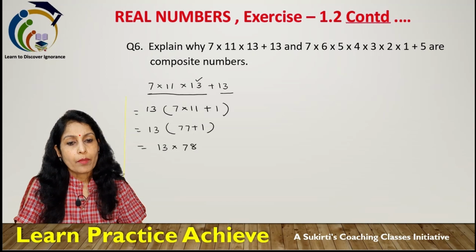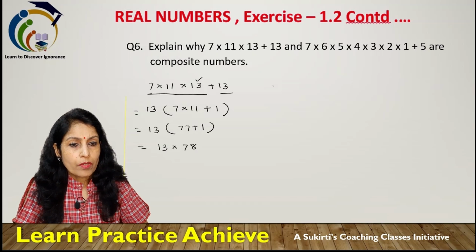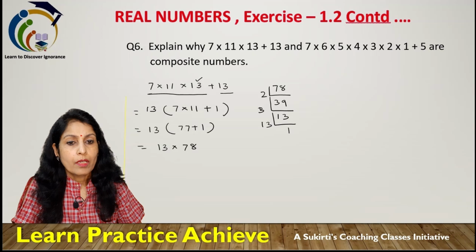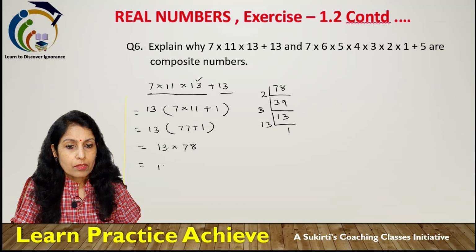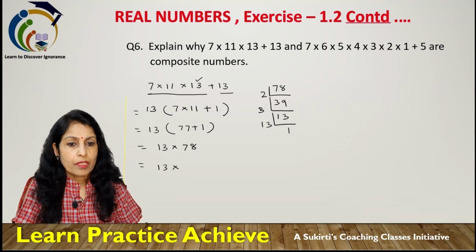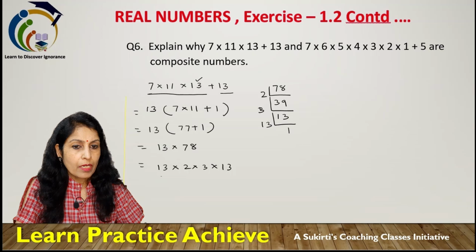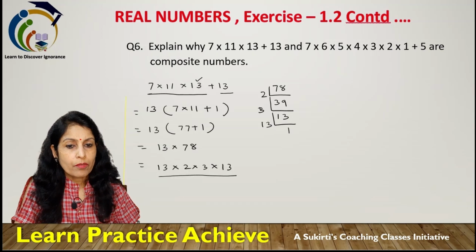Now we will find out the prime factorization of 78. When we find the prime factorization, divide by 2, 2 3s are 6, 2 9s are 18. Again it will go by 3, 13 and 13, 1. So this can be written as 13 into, in place of 78, you can write 2 into 3 into 13. Because in this question there are 4 factors, that is why we can say it is a composite number.